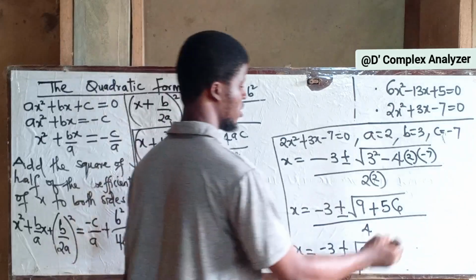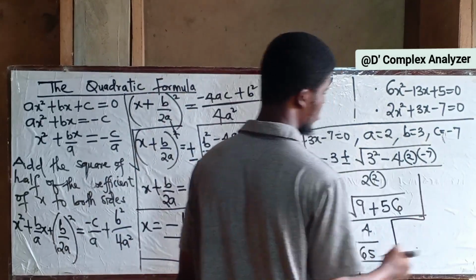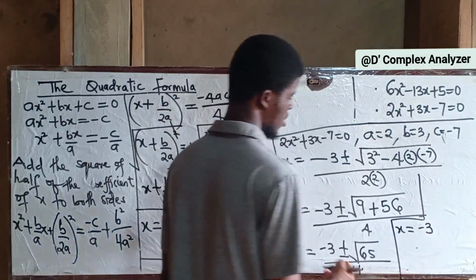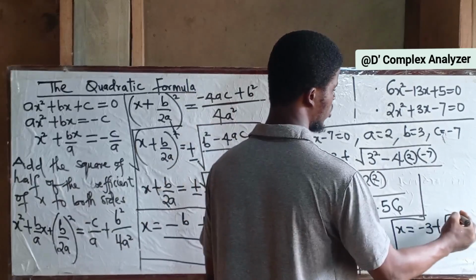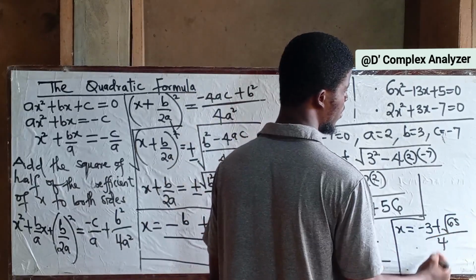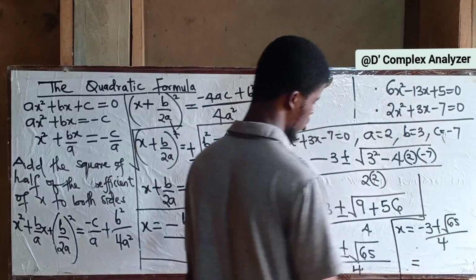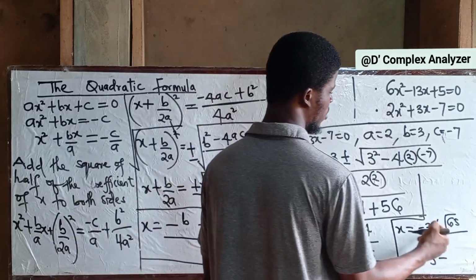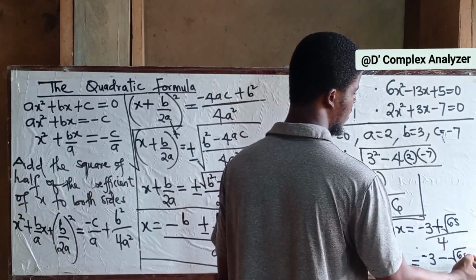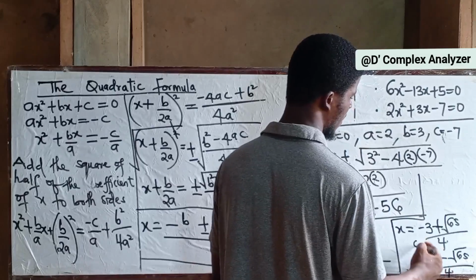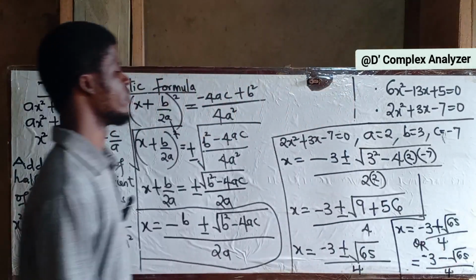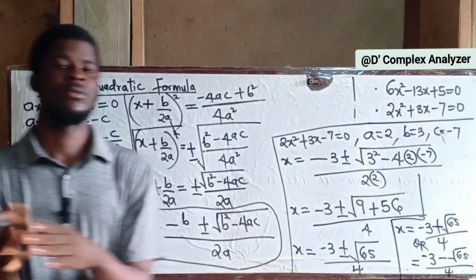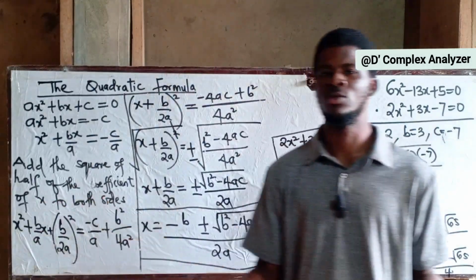What this means is that x is equal to minus 3 plus the square root of 65 divided by 4, or x is equal to minus 3 minus the square root of 65 divided by 4. I took plus the first time. So those are the two values of x that satisfy this particular equation. This is how the almighty formula is deduced and applied.